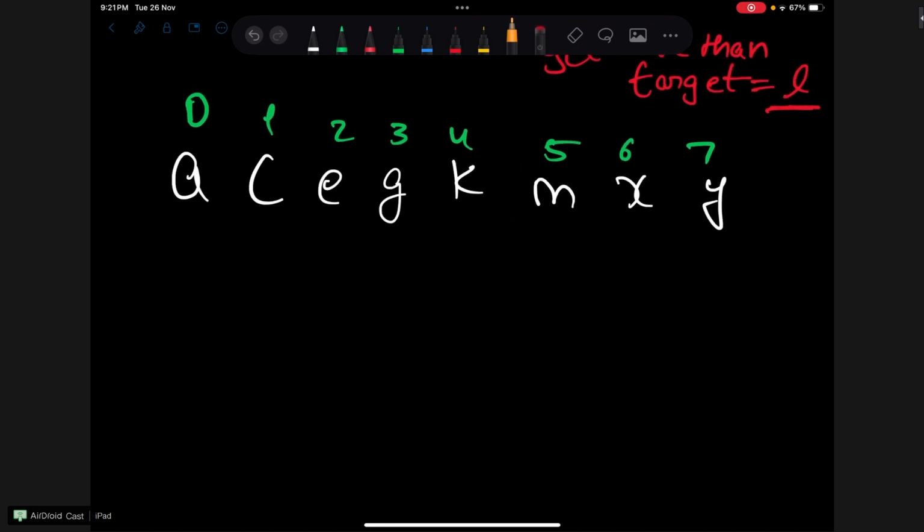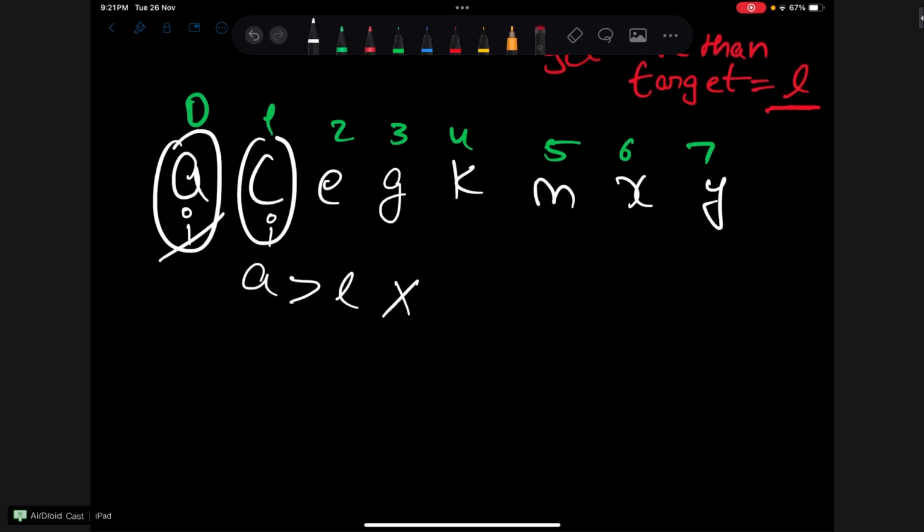Okay, so let's just perform linear search. Let's understand what we can do using brute force. The first solution that came to my mind is, let's go from the 0th index and do a search one by one. So at I equal to 0, we have A. Is A greater than L? The answer is no. So I'll move on to the next element and check.